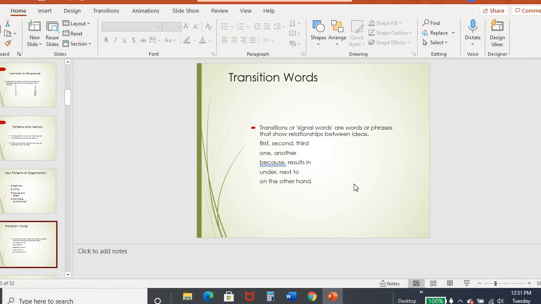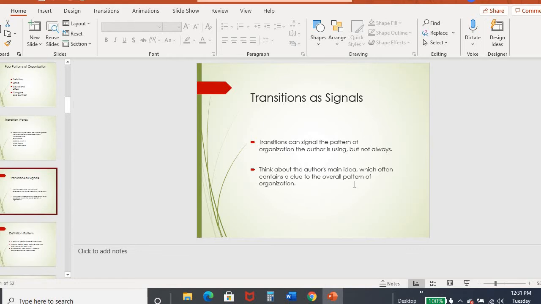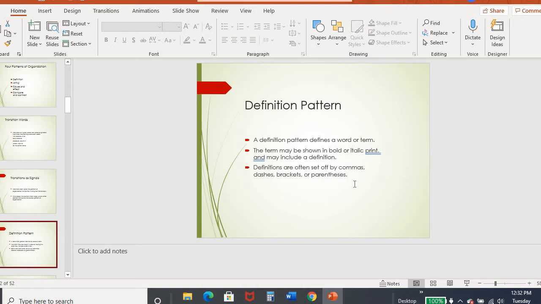Again, this was introduced to us back in the supporting details chapter. We look to see what words or phrases they are using to help us identify what structure. And that's what each of these slides will talk about: transition words that go with each structure. They are used as a signal to help you see where those patterns are.